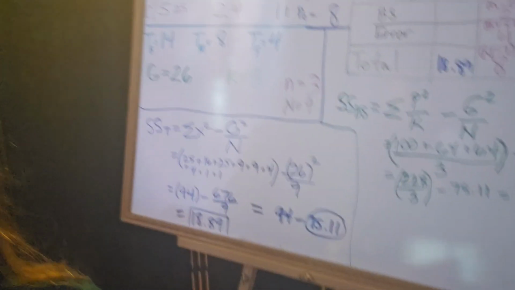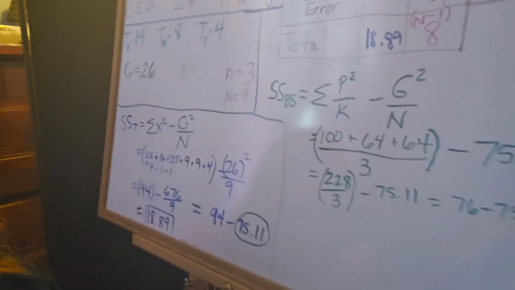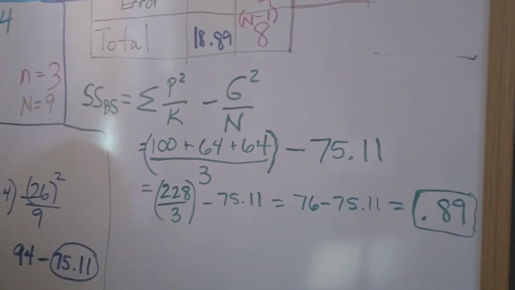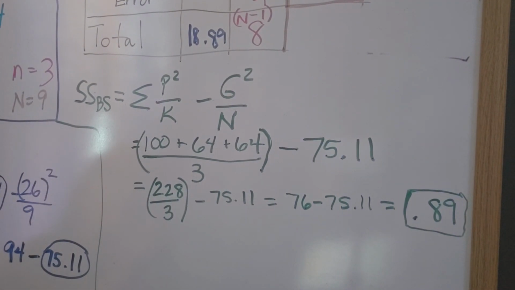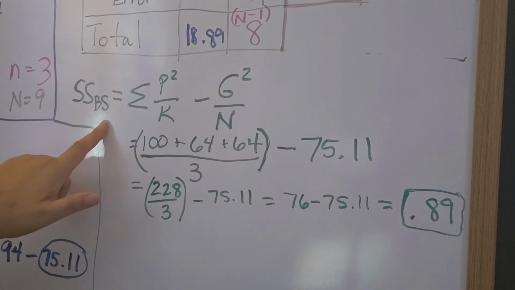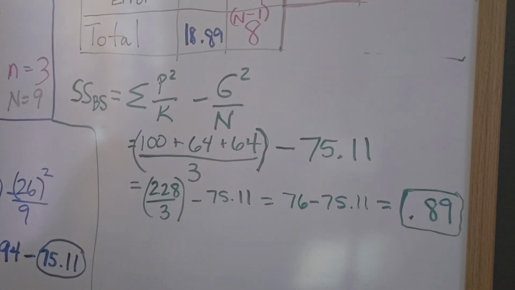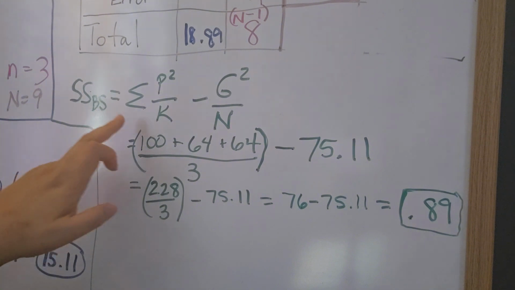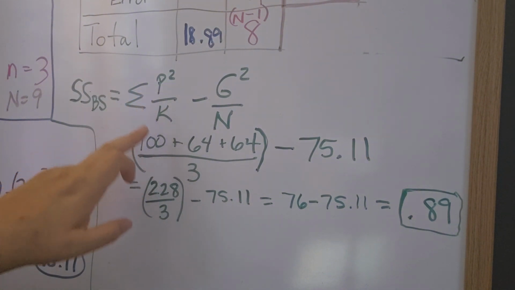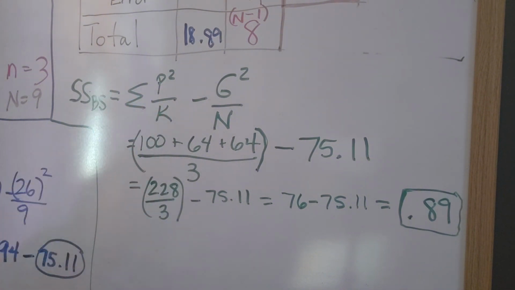Now we're going to go to the exciting part, the numbers. All right, let's make sure you can see that there. Okay. All right, so what did we do here? The formula for sum of squares between subjects is the sum of P squared divided by k minus G squared over N. There's that G squared over N again.